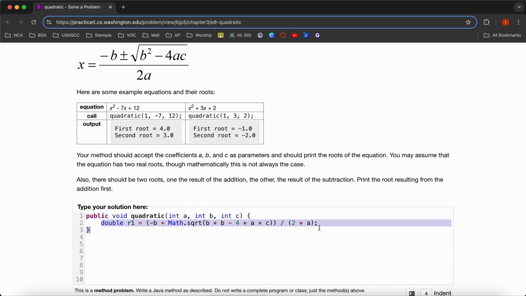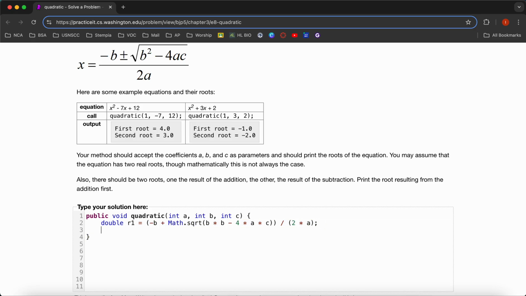And then for our second one, we'll just copy and paste this, and then we'll switch this to r2, and then we'll switch this to minus, so that this is the result of our minus. Okay, and after that, now that we have the formula for calculating both of our roots, we're just going to print them out.